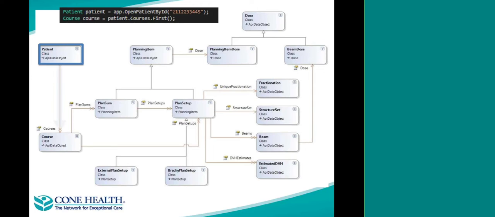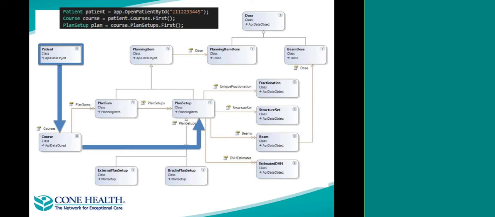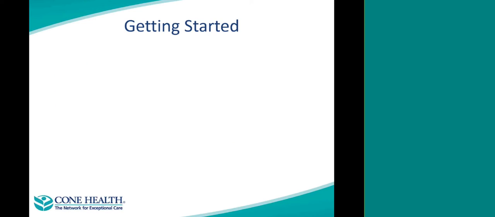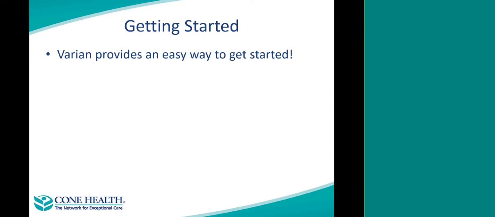So, as with normal Eclipse, we sort of work our way down by adding code that mimics the clicks that you would use in an Eclipse full version. So eventually you can add that and you can get to the information you want, like maybe an MU or a beam angle. And we're going to do that together. So Varian provides a really easy way to jumpstart yourself into getting some of that code down.